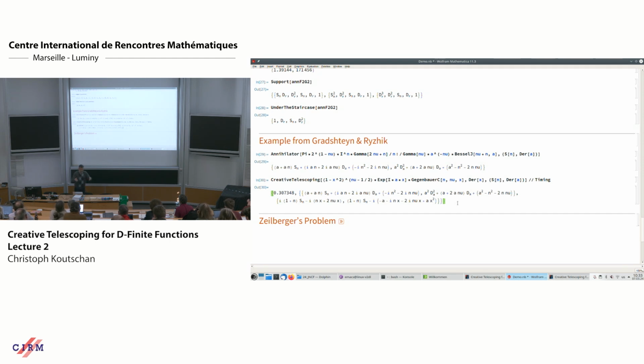And okay, then you should also compare initial values, which I don't do here because this is not automated. You have to do it by hand. So this is not really part of this algorithm. This is the part where you have to do a little bit of work by hand.